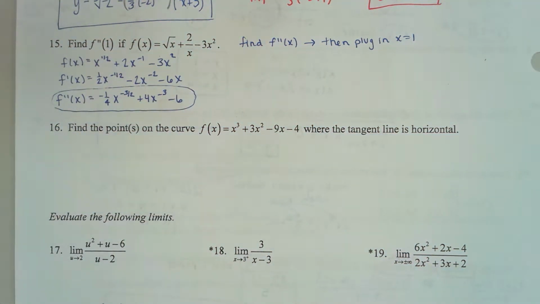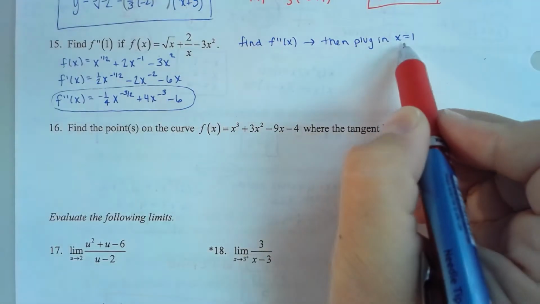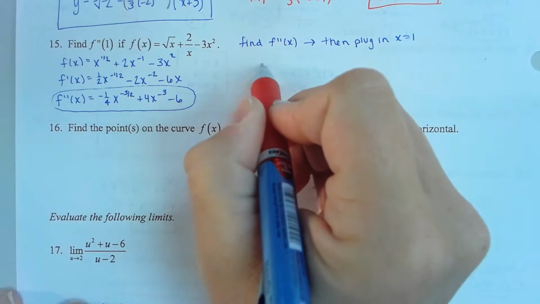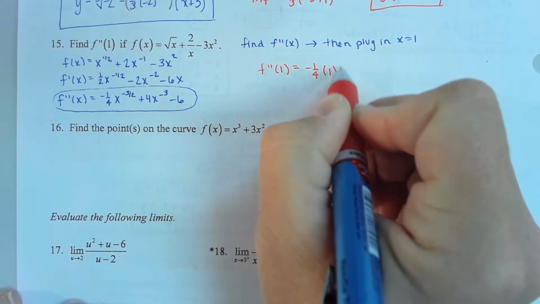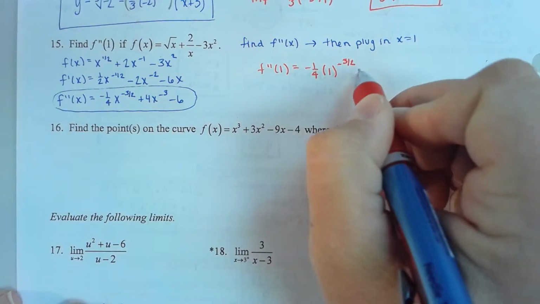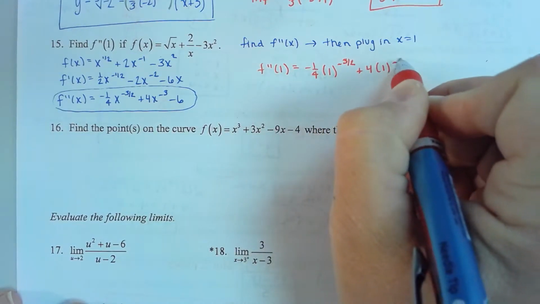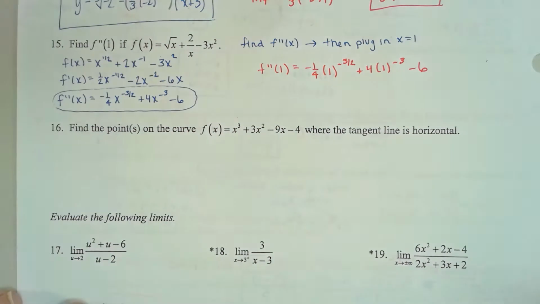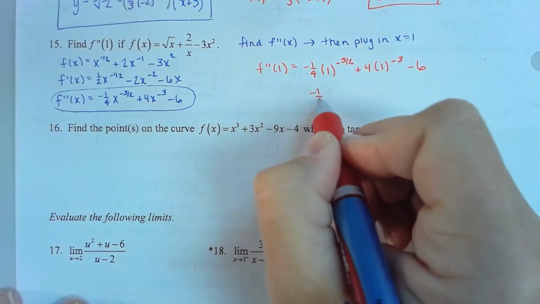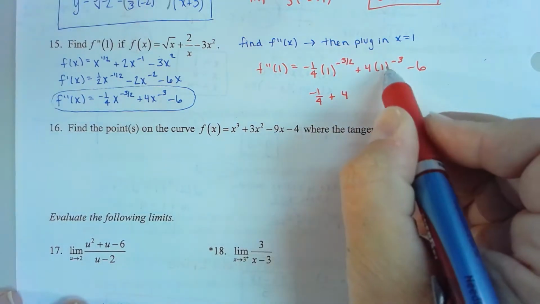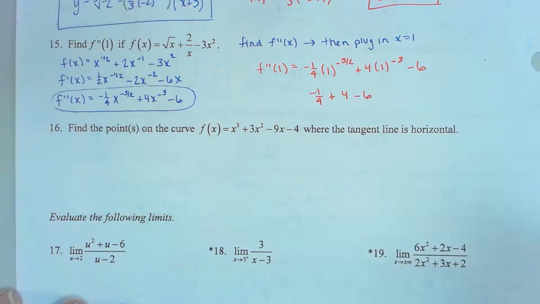So I rewrote the function. I took the derivative twice. Now I'm going to go plug in my 1. So f double prime of 1 equals negative 1/4 times 1 to the negative 3/2 plus 4 times 1 to the negative third minus 6. 1 raised to any power is 1. So same thing there. And then minus 6.